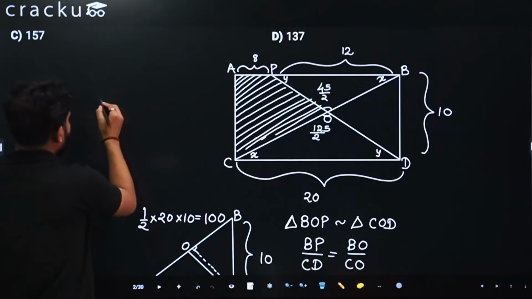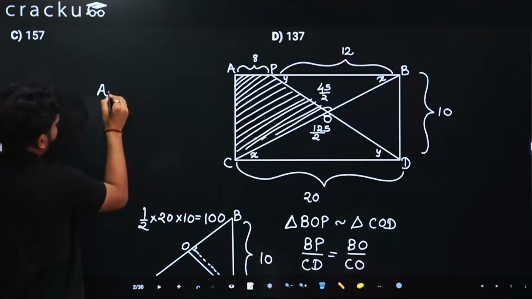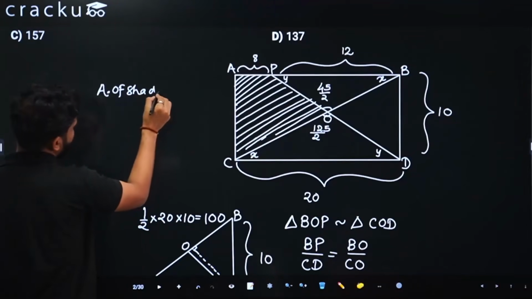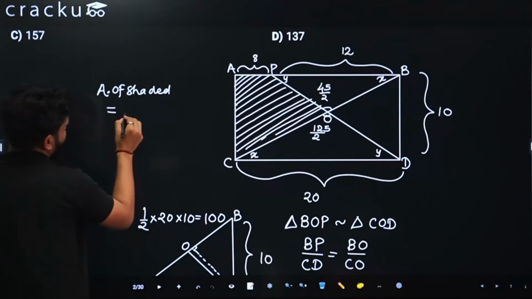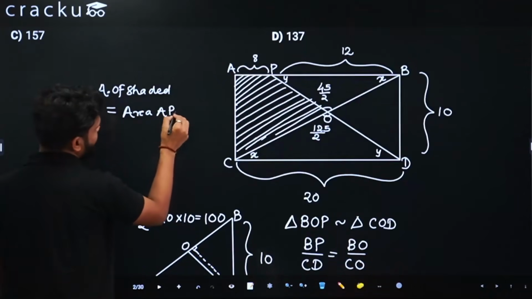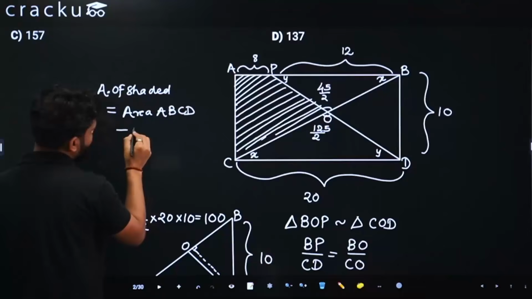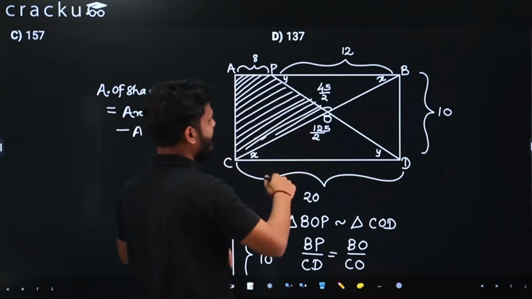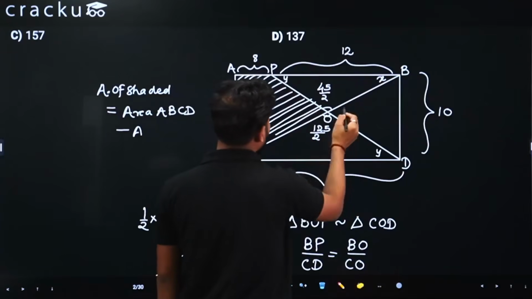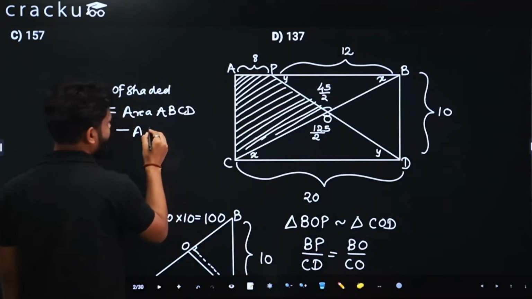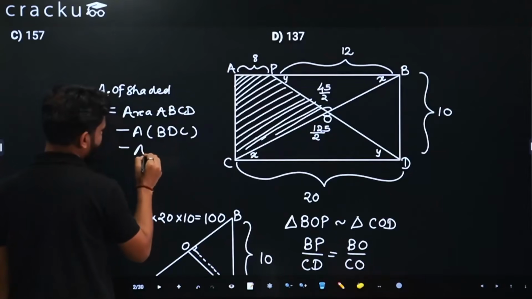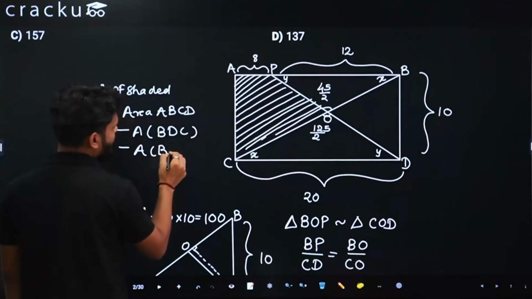So can I write area of shaded region is nothing but area of ABCD minus what? So complete area minus area of triangle BDC and minus area of triangle BOP.